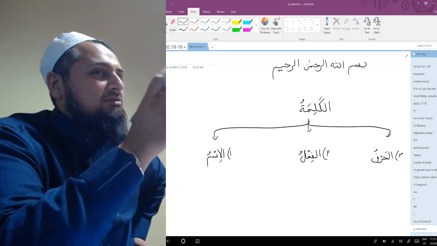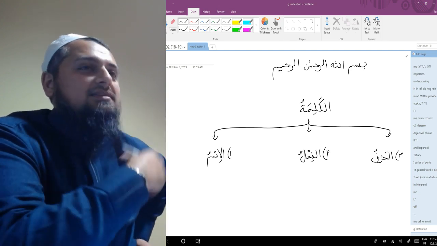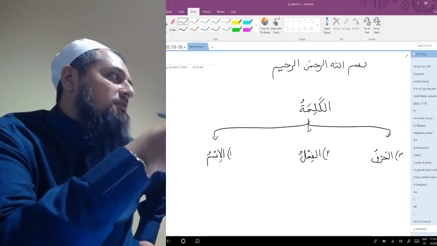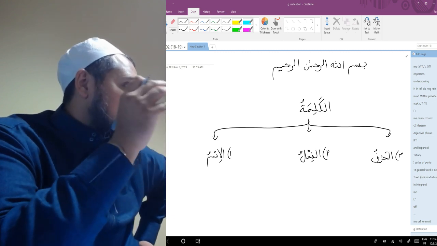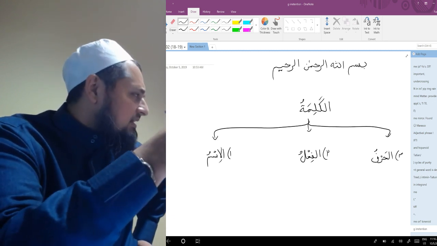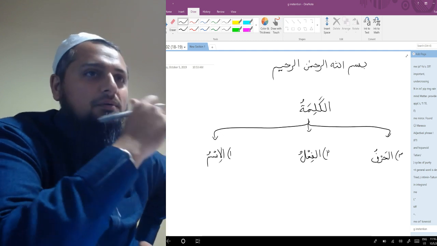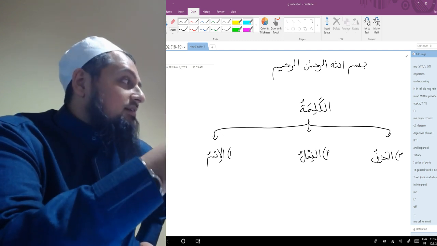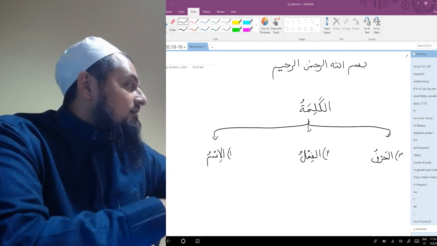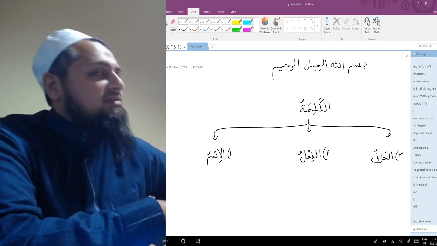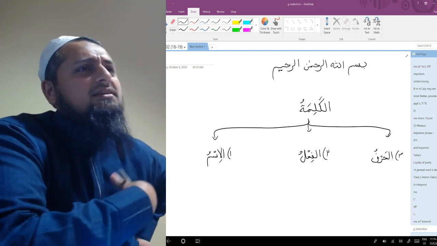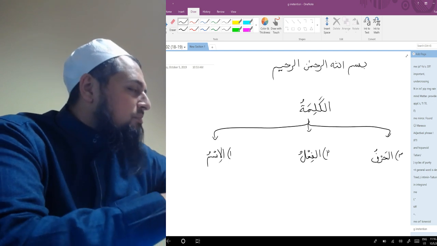The name of a person, place, or thing. Right? That is a very general, generic definition of the word ism. It is the name of a person, place, or thing. It's simply a noun. Now the grammarians, the scholars of Arabic grammar, get very technical and specific, and they come up with a technical definition for the word, which is in the book itself.